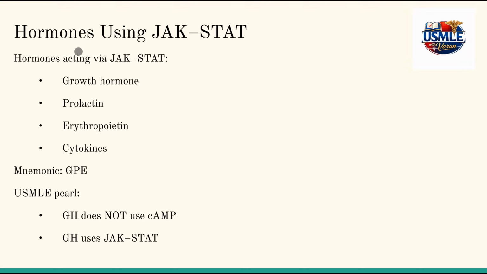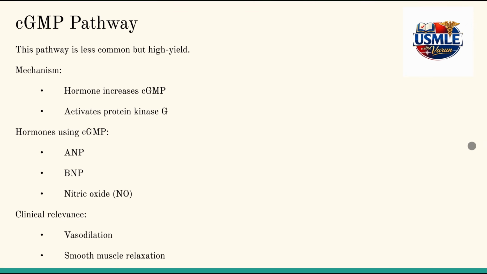Hormones using the JAK-STAT pathway include growth hormone, prolactin, erythropoietin, and cytokines. So the mnemonic to remember these hormones is GTE. The key point to remember is that growth hormone does not use cyclic AMP; growth hormone uses the JAK-STAT pathway.